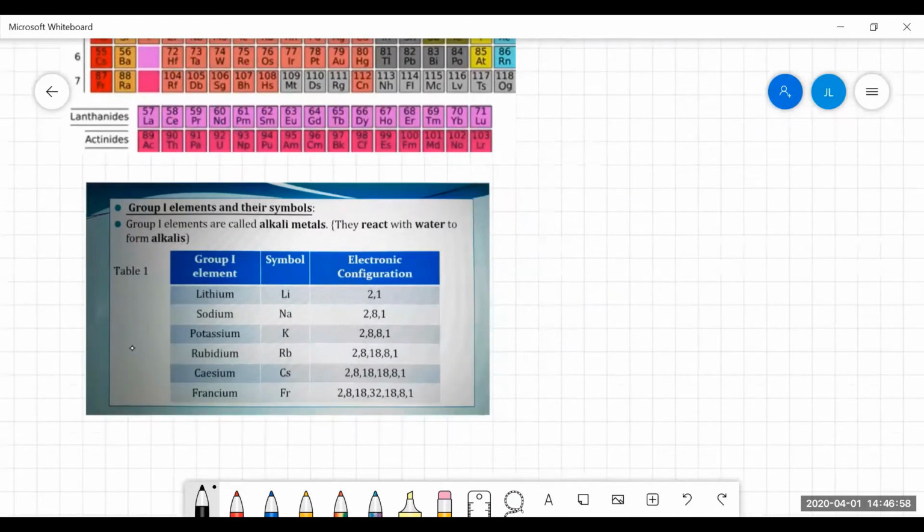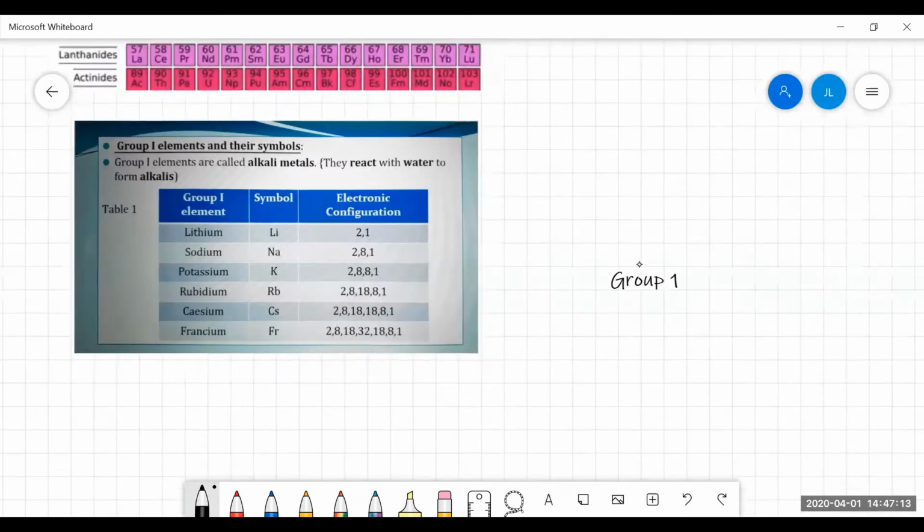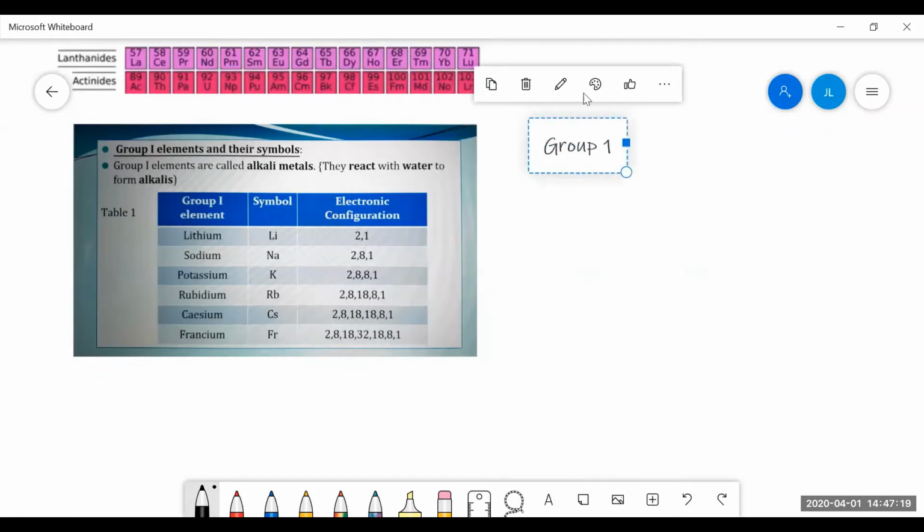So what are group 1 elements? As I mentioned, I'm going to type here: alkali. Group 1 is called alkali metal, right? Remember, it's not just alkali, it's alkali metal. So group 1 is alkali metal.